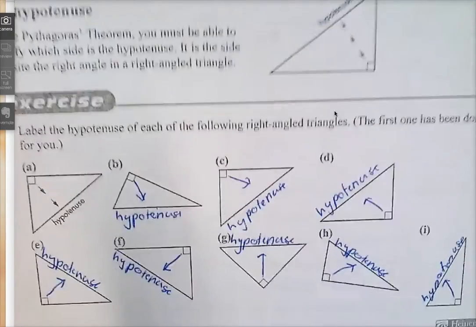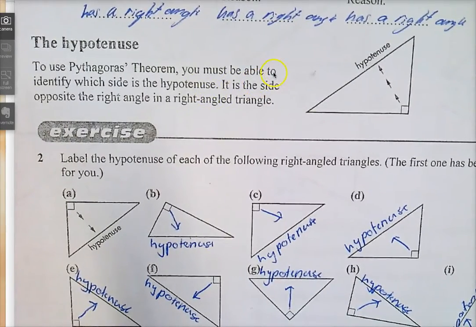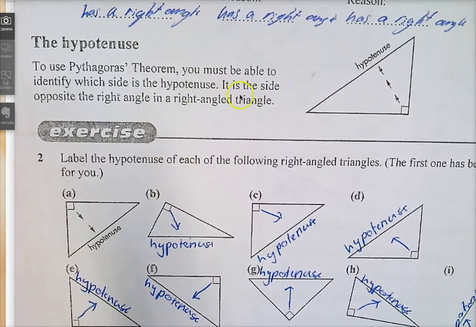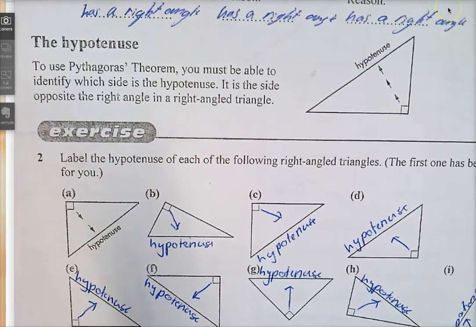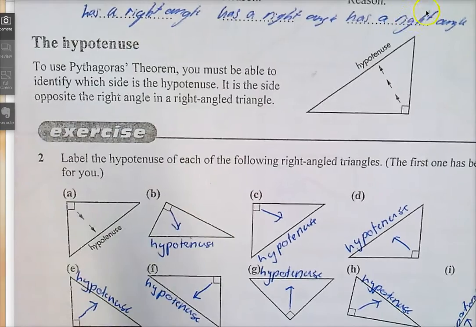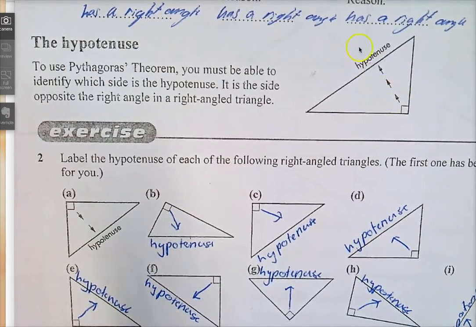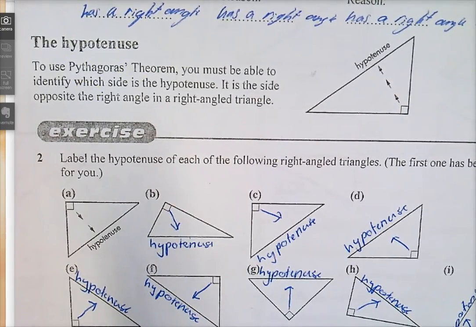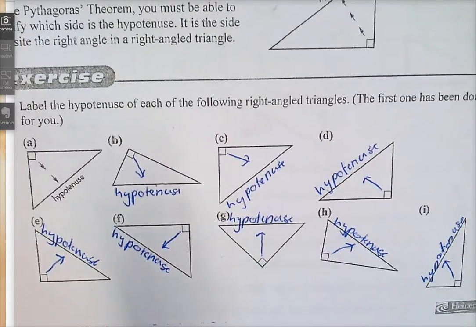We then looked at this, and it said to use Pythagoras' theorem, you must be able to identify which side is the hypotenuse, and the hypotenuse is opposite the right angle, but it's also the longest side of the triangle. So, Pythagoras' theorem, only for right-angled triangles, and you have to know which side is the hypotenuse, okay? That's what we looked at last lesson, and hopefully you filled out all of the sheet.